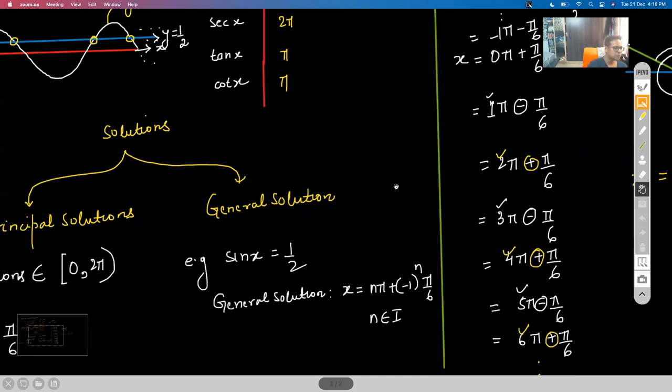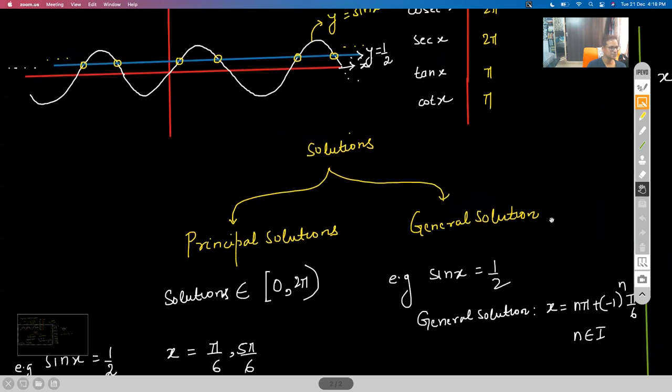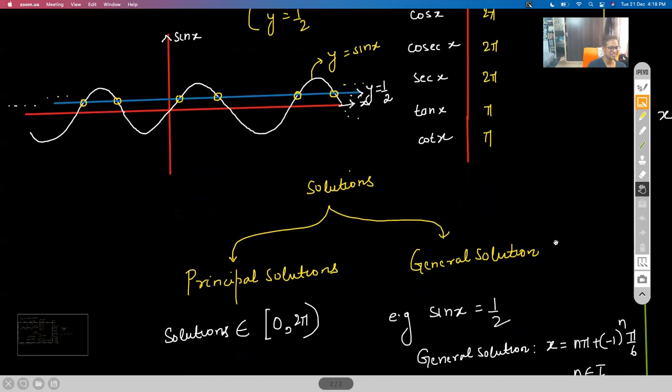So now it is clear what is the difference between the two types of solutions. By the way, general solution is, you can say, a superset, and principal solutions are those values from the general solution which are under the interval 0 to 2 pi, excluding 2 pi. Is it clear? Any questions, any concerns?